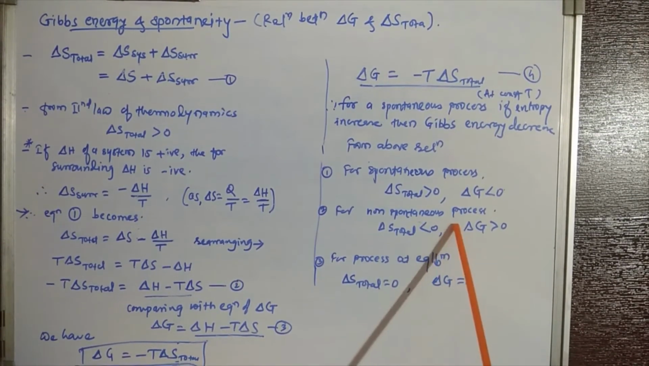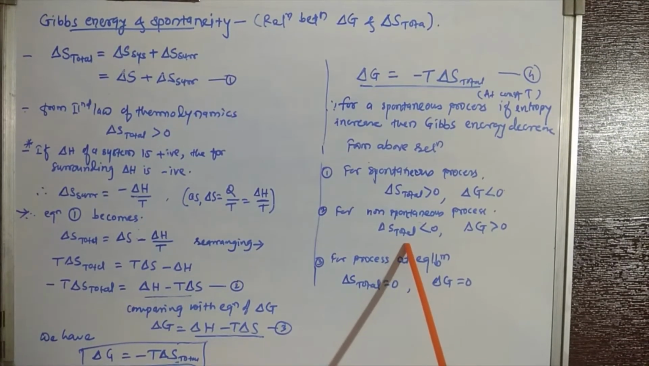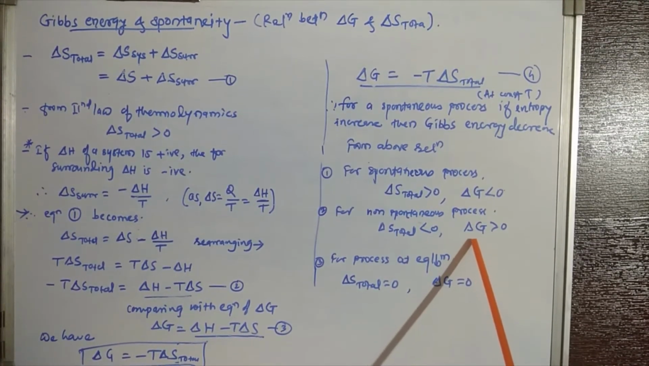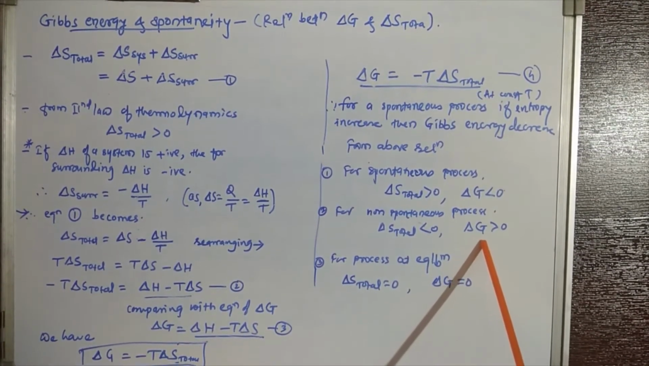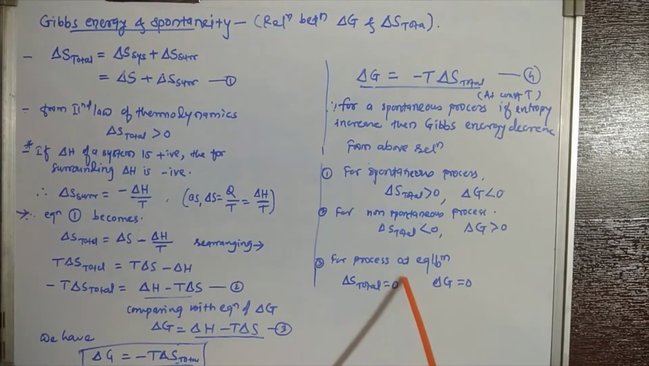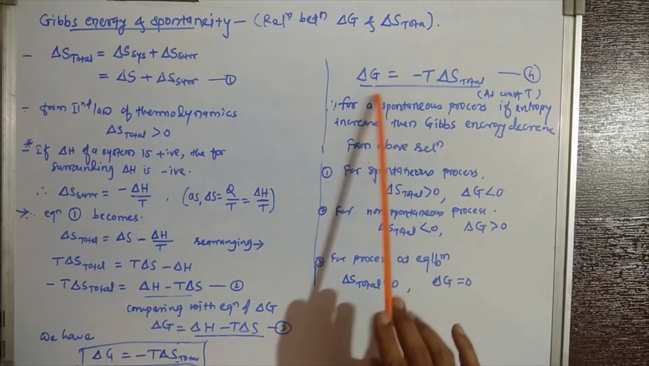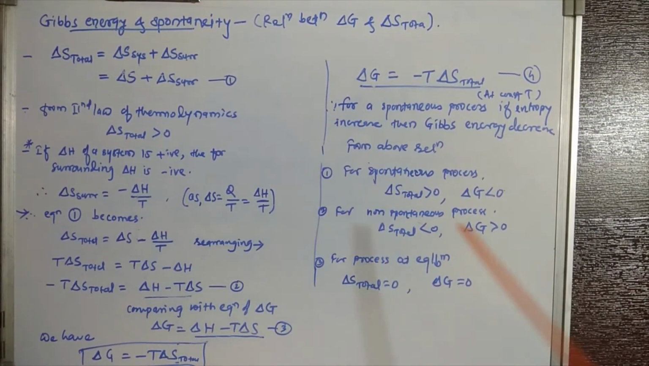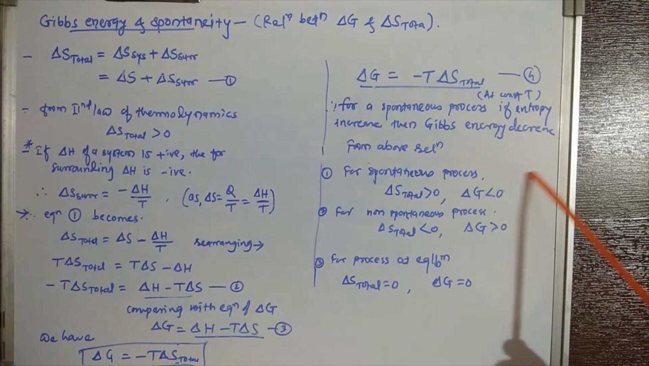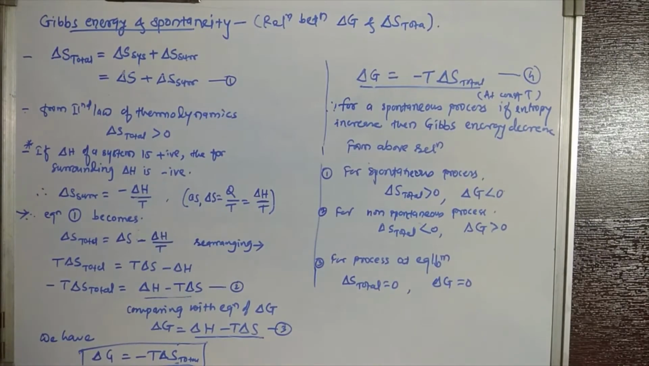For a non-spontaneous process, if delta S total is less than 0 then delta G is greater than 0. That means for a non-spontaneous process the entropy change decreases and at the same time the change in Gibbs energy increases. If the process is at equilibrium, delta S total is 0 as we have seen, then delta G is also 0 from this equation. So this is the explanation of the spontaneity in terms of the Gibbs energy.